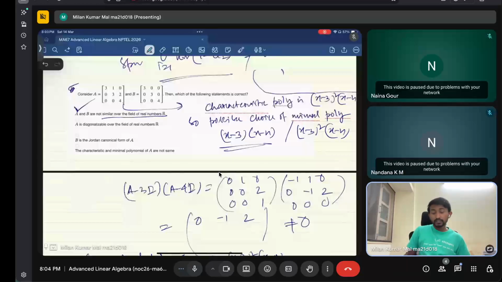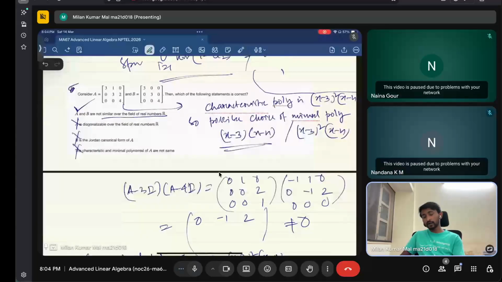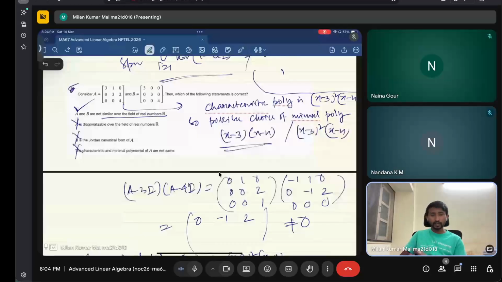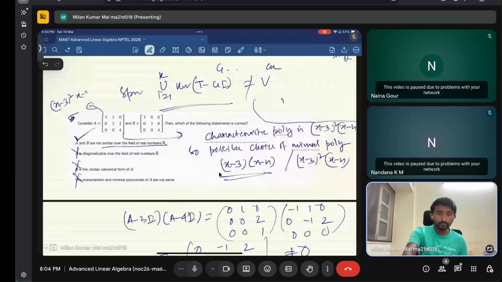Is it clear? This is why A and B are not similar. That's clear, I hope, because they don't have the same Jordan canonical form. A is diagonalizable is also false because the minimal polynomial of A is (x minus 3) squared times (x minus 4). From here you can say A is not diagonalizable. B is diagonalizable and A is not, so they are not equal. And the characteristic and minimal polynomial of A are the same. That's not true because they are not the same. Is it clear?